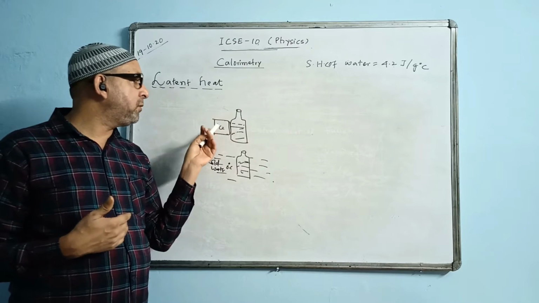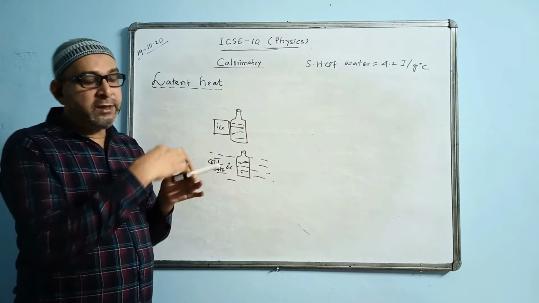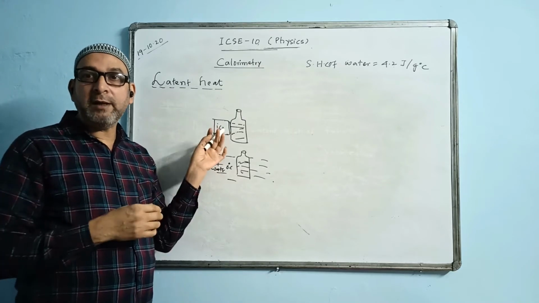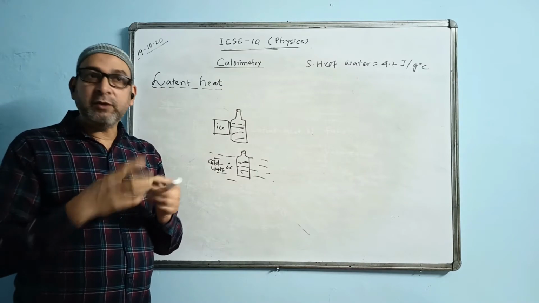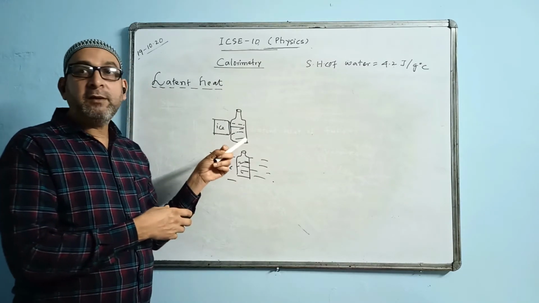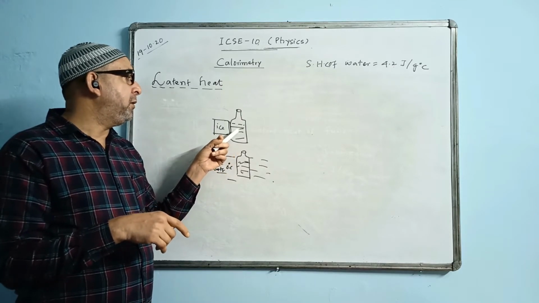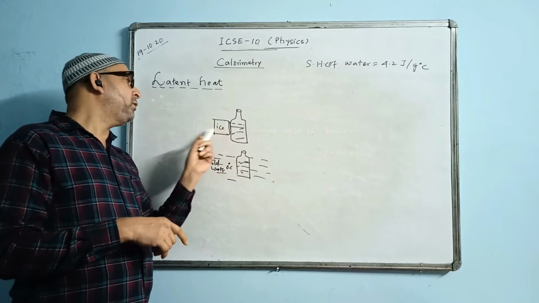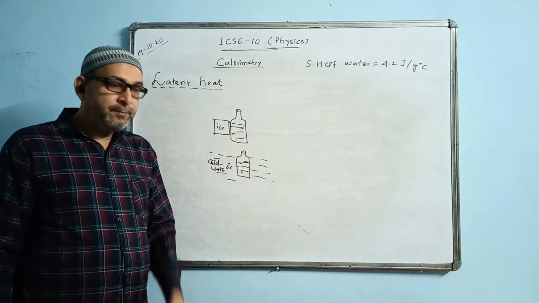Just the reverse process. When ice gains heat, it melts. And when the water loses heat, it changes into ice. That is called freezing. But the quantity of heat involved is the same. So 336 joule is the amount of heat needed for ice to melt, then 336 joule amount of heat will be lost by water in order to change into ice. The quantity of heat will remain the same.